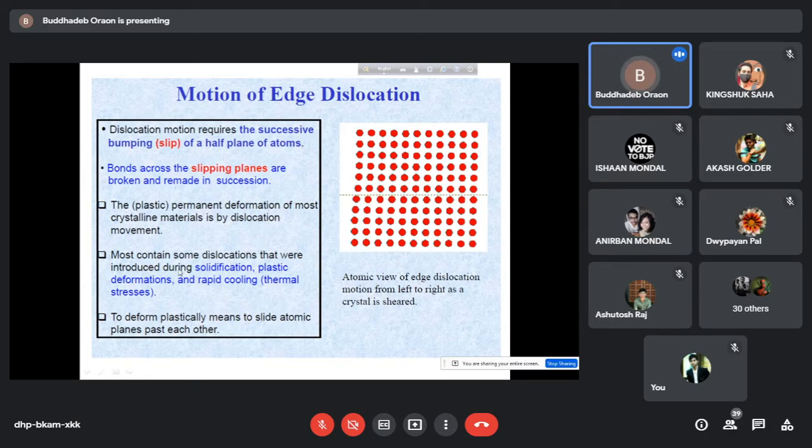Most materials contain some dislocations that were introduced during solidification, plastic deformation, and rapid cooling, which are the reasons for this dislocation motion. To deform plastically means to slide atomic planes past each other. So this is the idea.